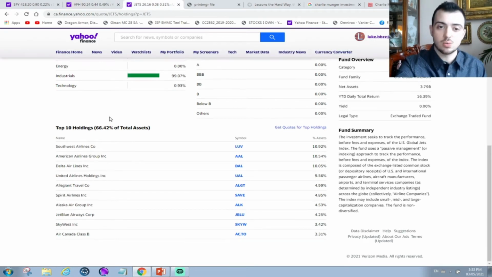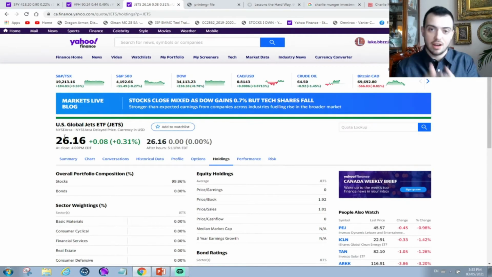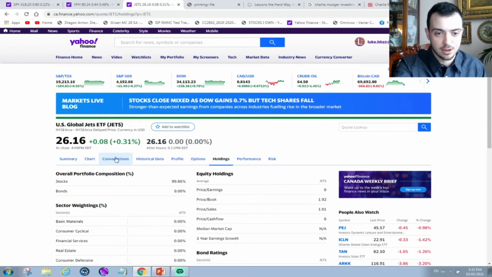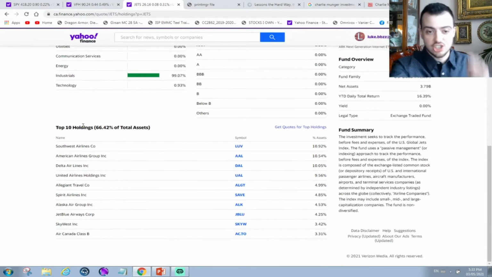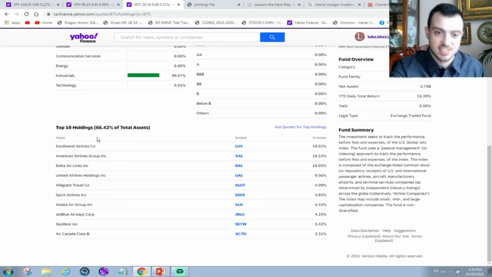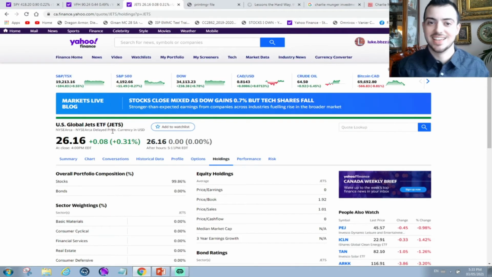Another example is what's called JETS. This one is a very, very specific fund. For $26 USD, you invest in JETS. What this will show you is that there are 10 companies that represent 66%. You see that these are the majority holdings. It's very specific, and it's the airlines of the US. You have Southwest, American Airlines, Delta, United Airlines. All these airlines are in this ETF. So if I'm bullish on the airline sector, I can invest in this ETF, which is JETS, J-E-T-S, right?